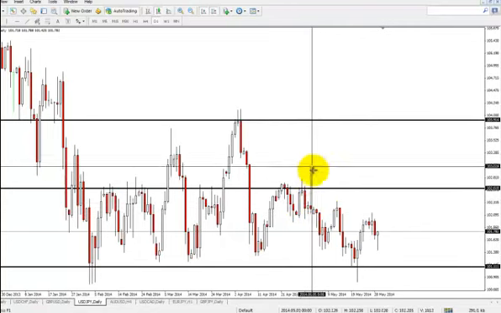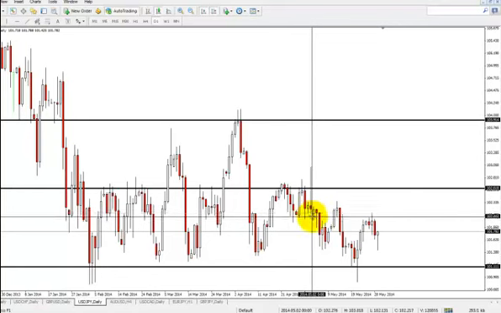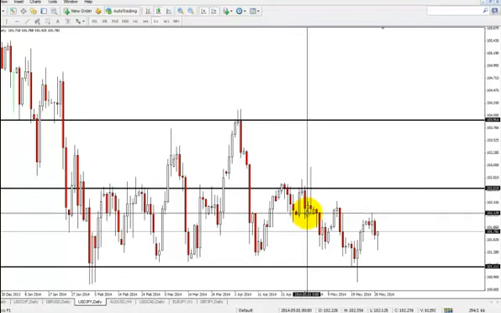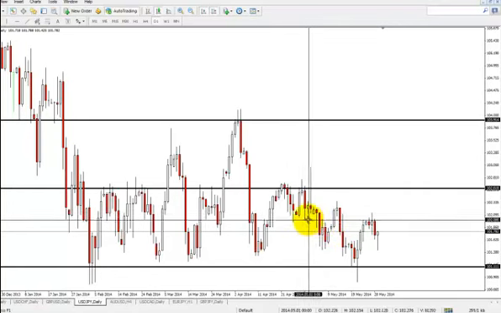Here's another indication that we're going downwards. We have this one as well as this one, so it would actually notify you. And look at that, sell break, boom.